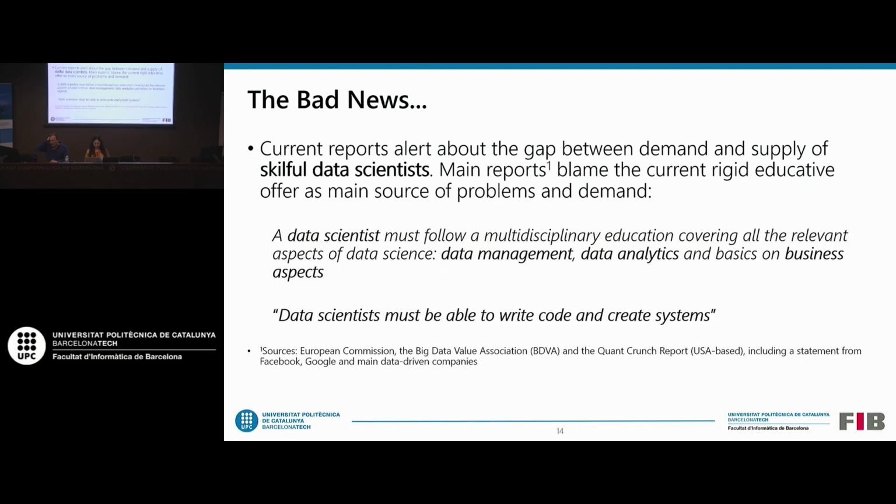And one of the important things that these reports, all of them agree, is that data scientists must be able to write code and create systems. So you need to be able to operationalize data science. It means that you need to be able to gather the data, you need to store it, process it, analyze it, and create a system that takes advantage of these models that you learn. Okay?